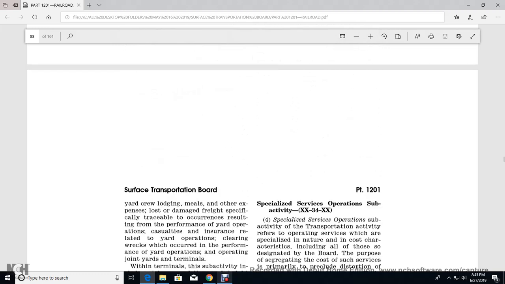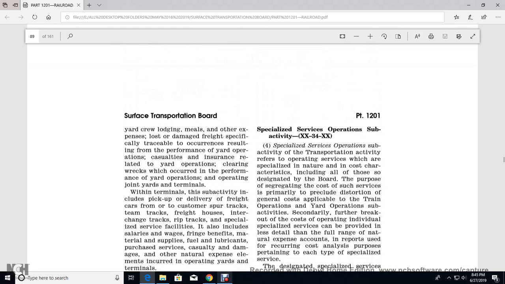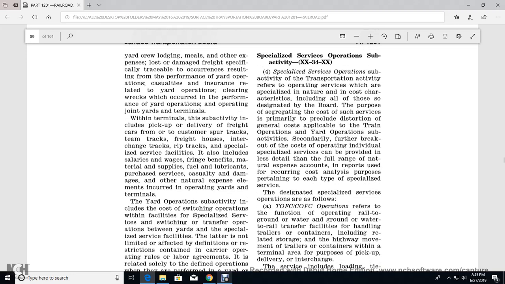Alright, specialized service operations sub-activity, XX34XX. Specialized service operations sub-activity refers to operating services which are specialized in nature for the cost characteristics, designated with the board for the purpose of segregating the cost to preclude distortion of the general cost of the train operation and yard operation sub-activity. The breakout cost of operating individual specialized services can be in less detail, with the full range of natural expense accounts reported, either occurring in the analysis proposed pertaining to each type of specialized service.